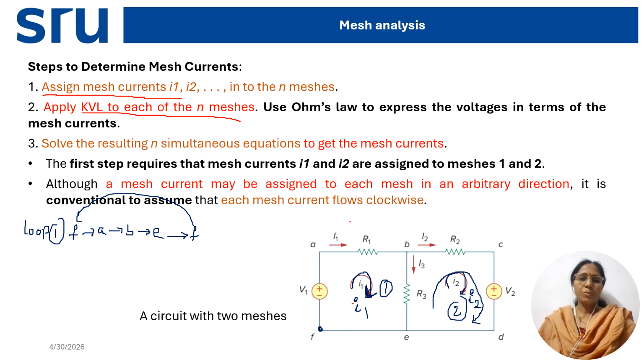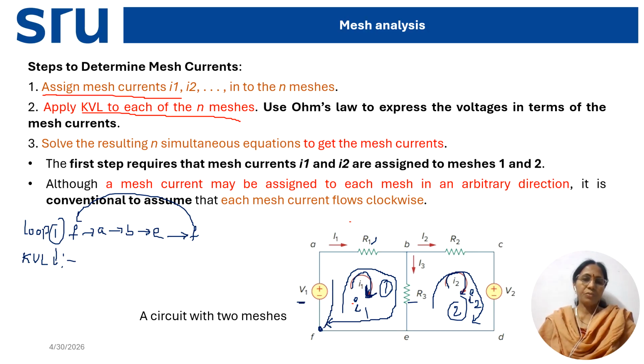Now in this loop, look at the elements. What are the elements? One voltage source and two resistors. This is the voltage source, and two resistors R1 and R3 are there. Now see how to apply Kirchhoff's voltage law. Mesh analysis is nothing but the application of KVL in this loop. When I apply KVL in this loop, this is minus to plus. This is our direction: we are moving in this clockwise direction, starting from F.